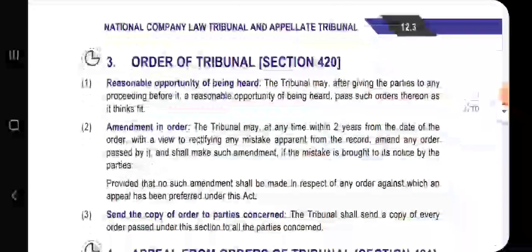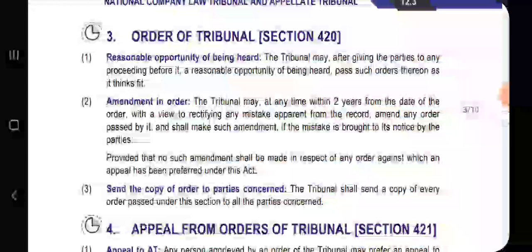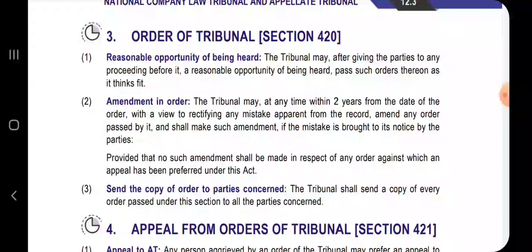Come, let's move forward. The order of the tribunal under section 420. This is a general rule that any order has to be passed only after giving a reasonable opportunity of being heard. Hope you are clear with this. This is a general point which you need to write in every answer wherever a question has been asked on orders.